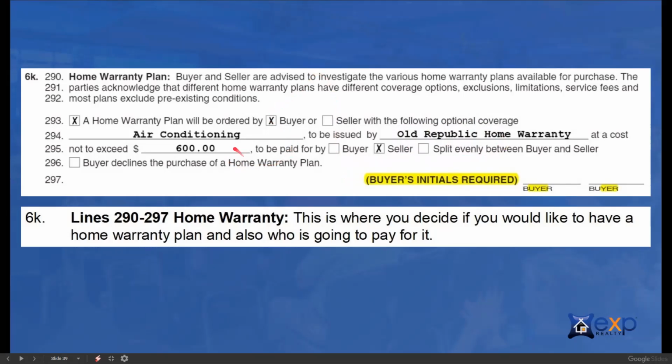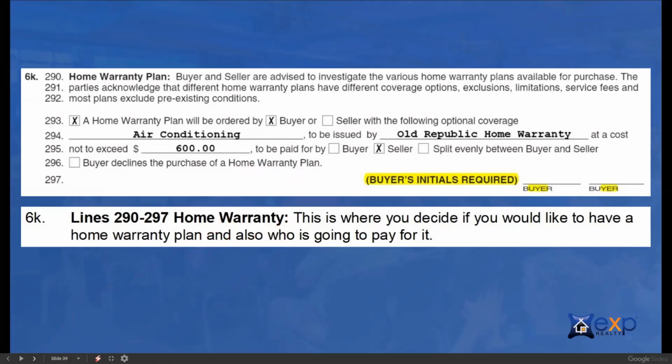And if you're really new and you really don't know what to advise the buyer on this amount, I would write in a number between $550 and $600, and you're probably pretty much covered. And then here and here, Old Republic Home Warranty, or whatever the name is, and for optional coverages, you can write to be determined, and then let the buyer figure that out between contract writing and close of escrow.